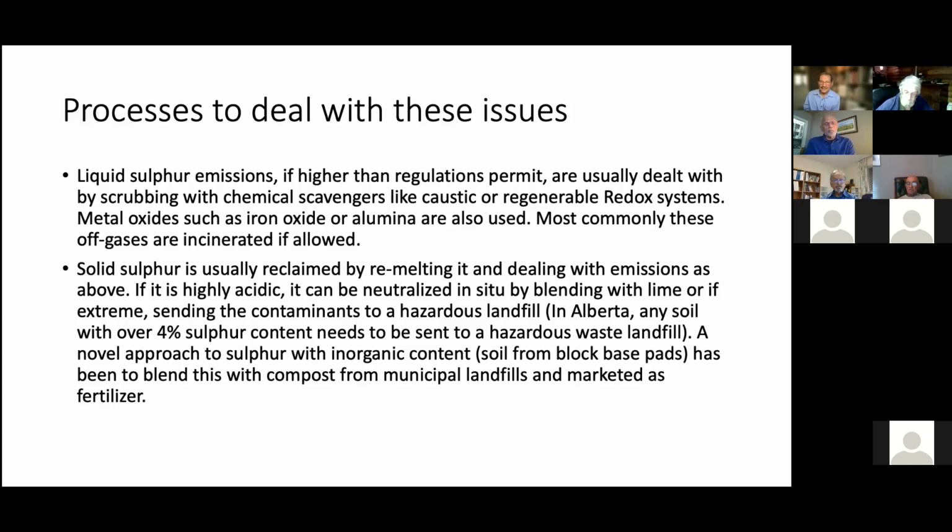Now Alberta has changed it a little bit, where they have specific landfills that are lined. Before, you had to blend the lime with the hazardous sulfur to put it into the landfill. Now they've lined these pits with limestone, and you can dump in sulfur without having to blend. And of course, one company here called BioCycle is buying contaminated sulfur with a very significant soil component, typically the bottom of base pads, and they blend it with compost that they buy from the city and sell it as fertilizer. So that's one option.